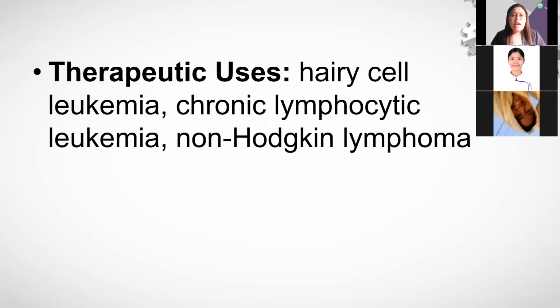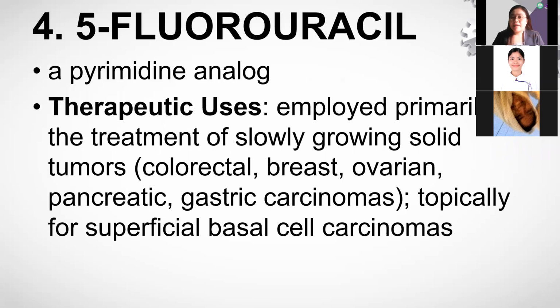That is cladribine. Now, what kind of cancer cells ang binibigyan ng cladribine? We have hairy cell leukemia, chronic lymphocytic leukemia, and non-Hodgkin lymphoma. So pareho sila ni fludarabine na most likely ginagamit for cancers ng immune system.